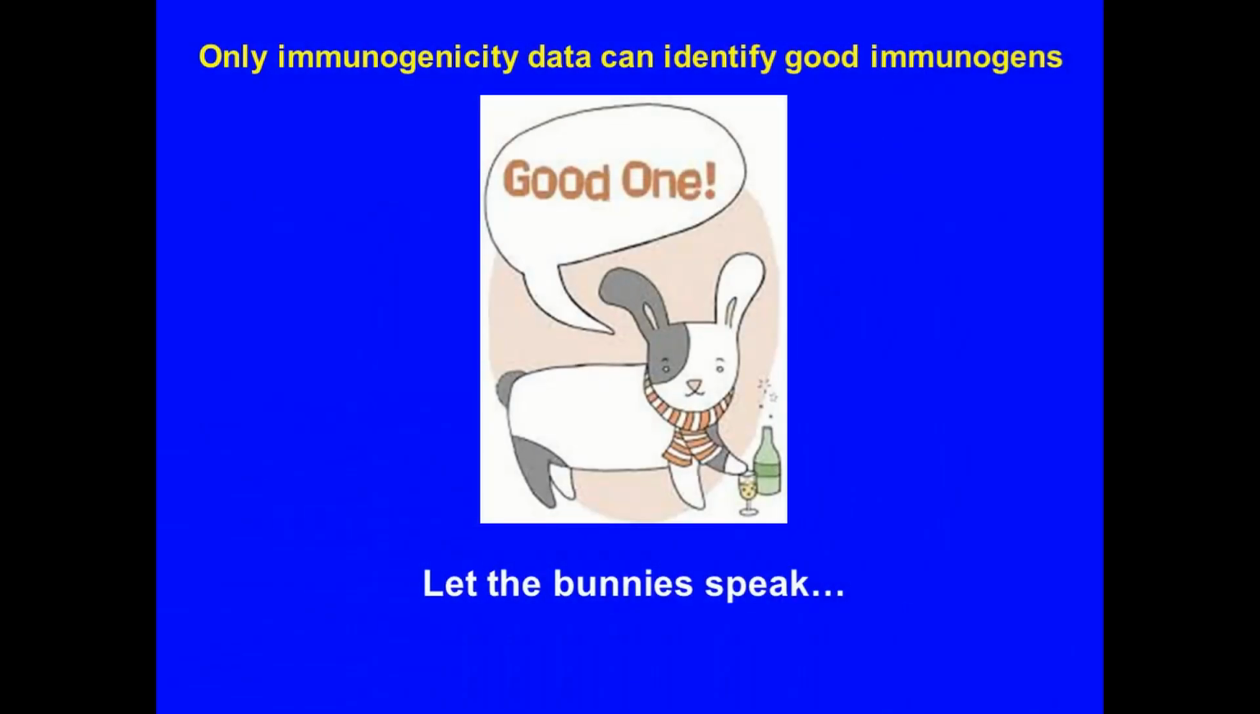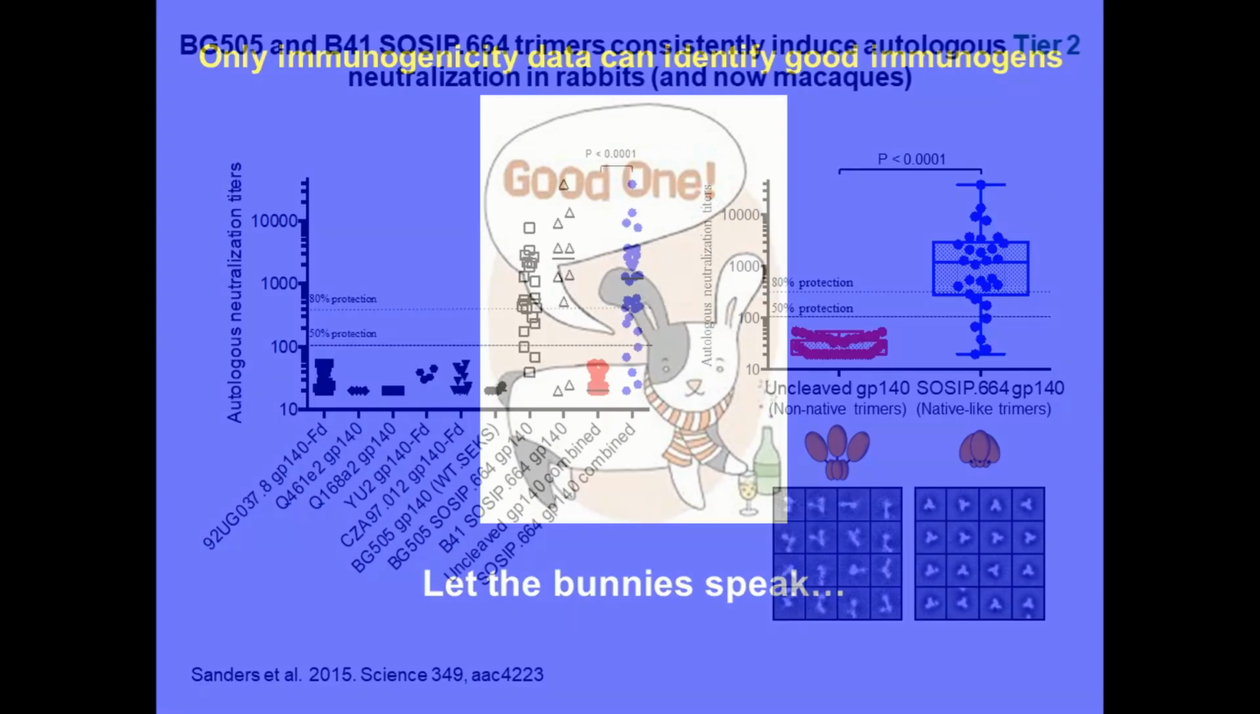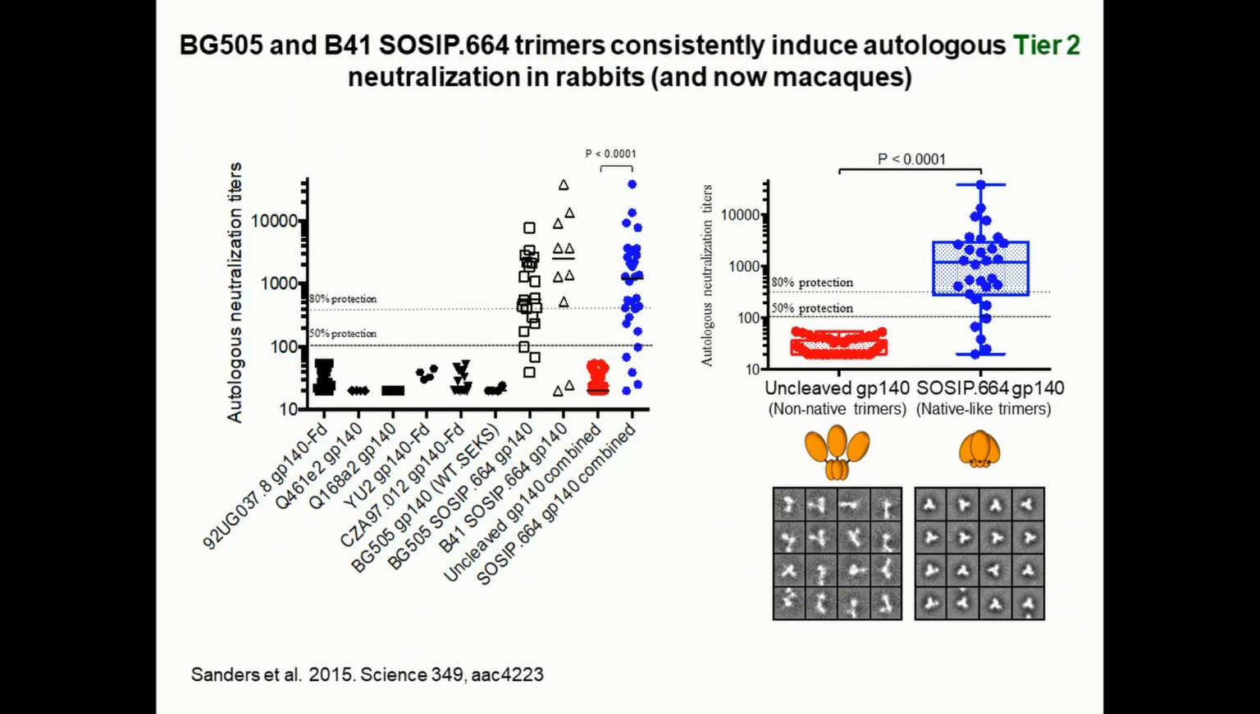But how do you develop a good immunogen? How do you know what is a good immunogen? We can make good antigens. Proteins are antigens, but we want the immune system to respond to these proteins. Well, how can we tell what's a good immunogen? Well, we can't. The rabbits tell us. We have to let the animals speak. And if the animal says this is a good immunogen, we listen to that message, but we need the animal immunogenicity data. And here's an experiment from our first paper on BG505 trimers.